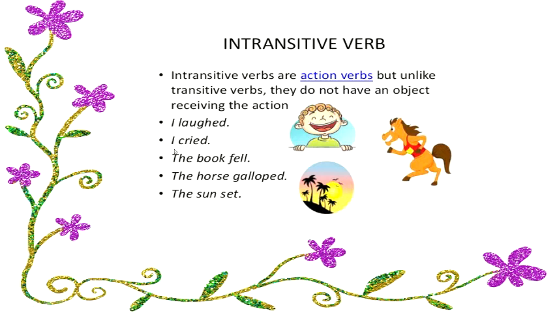In the same way, the book fell. The book is the subject of the sentence, fell is the verb, and there is no object. The horse galloped. The horse is the subject of the sentence. Galloped is the verb. So there is no object again. The sun set. The sun is my subject.